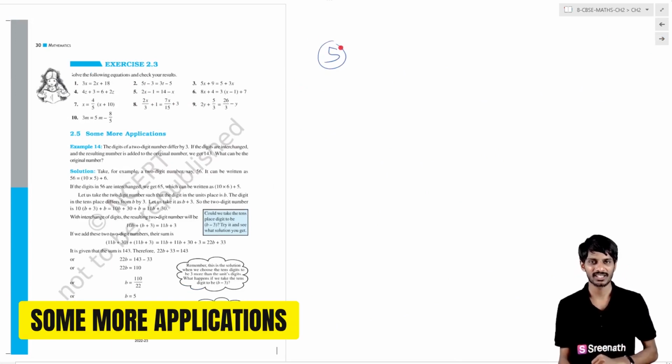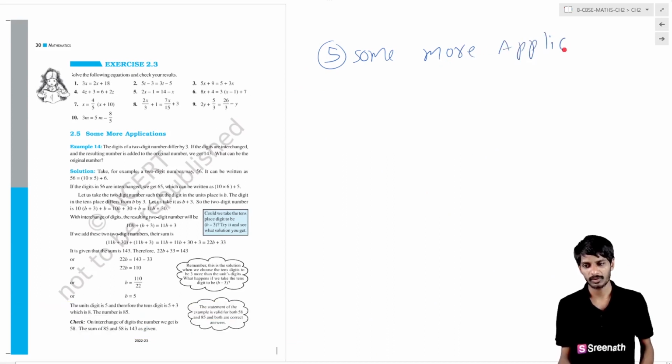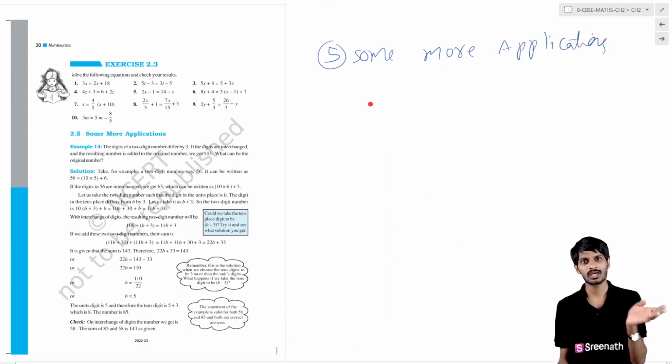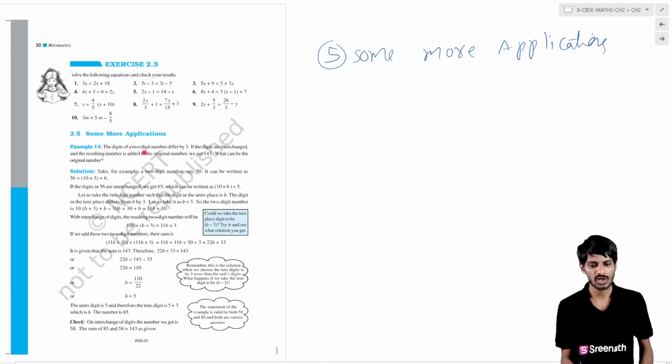So fifth topic now. The fifth topic is some more examples on the second concept. What is the previous topic? It is having variables on both sides. Suppose here is the example. The digits of a two digit number differ by 3.